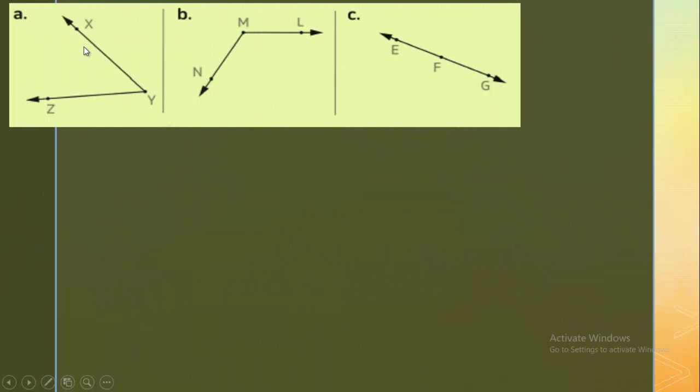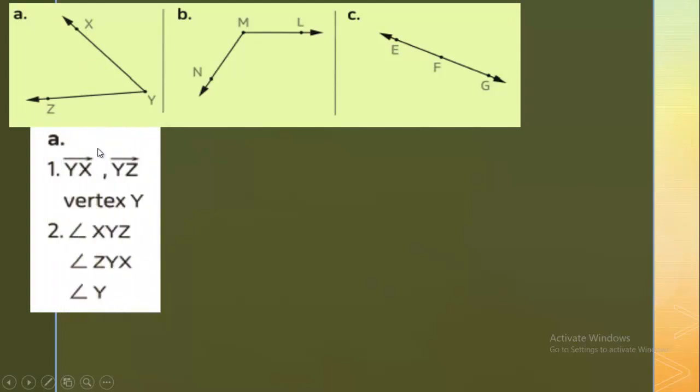In the shape now we have this ray. We can call these two rays YX ray and YZ ray. We can call this angle XYZ, or angle Y, or ZYX. Number B, we can call the rays ML ray and MN ray, just two rays. And this angle we can call angle M, or LMN, or NML.